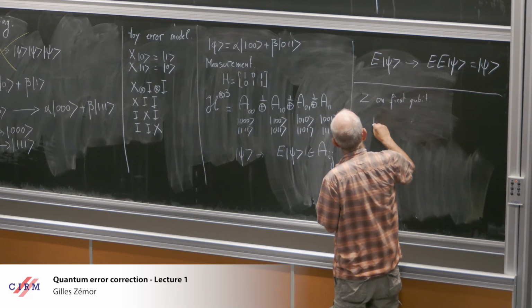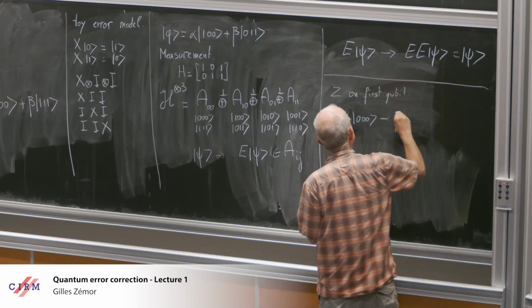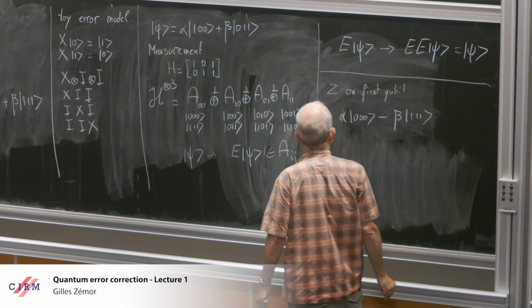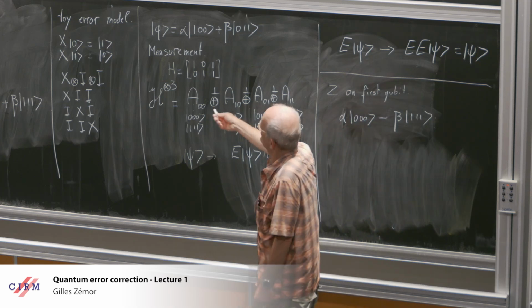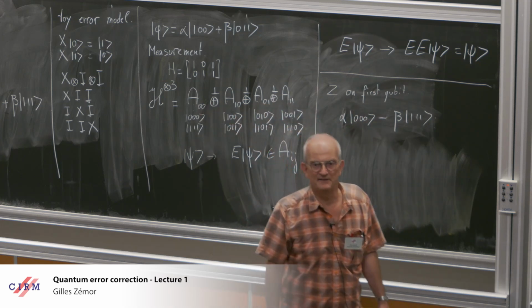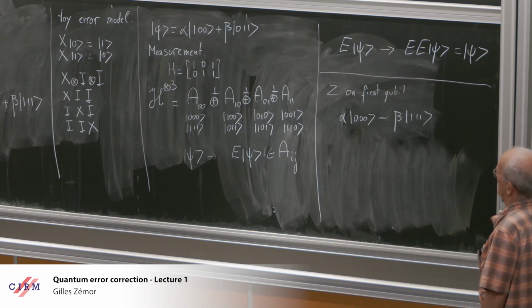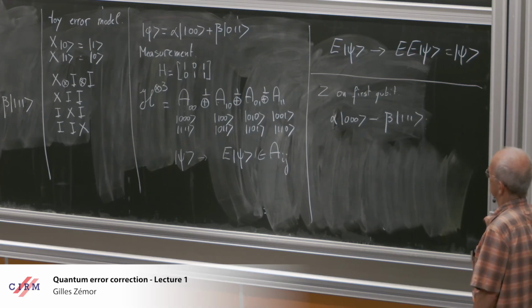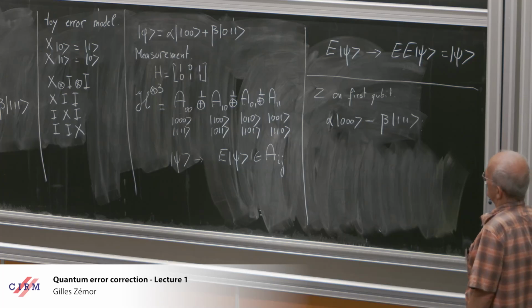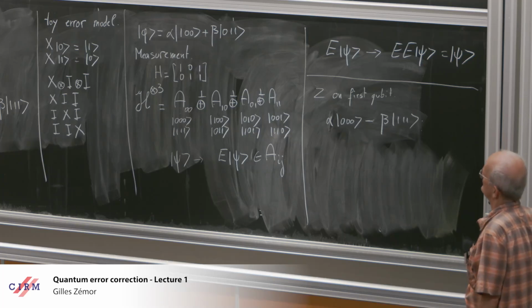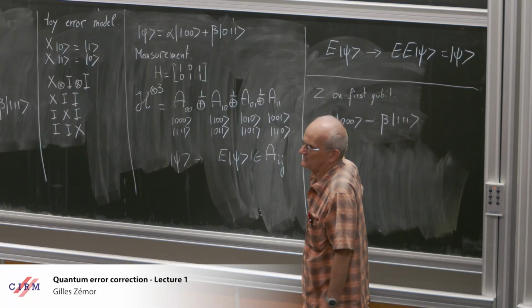Then we will get alpha times 0, 0, 0 minus beta times 1, 1, 1. And now we're not in any of these states anymore. And this time we lost. I mean, if we do this measurement, we will destroy the state, and we're not going to get it back again.